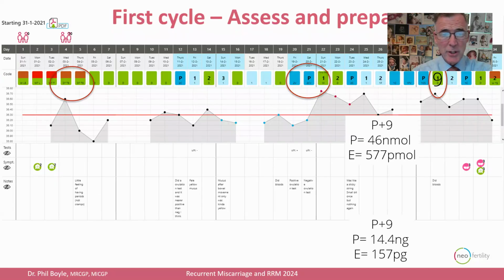You could tell this couple before they had their first miscarriage. You could say, you've got an at-risk cycle. You've got a late ovulation, limited mucus, brown bleeding. This is an at-risk cycle before she has her first miscarriage.